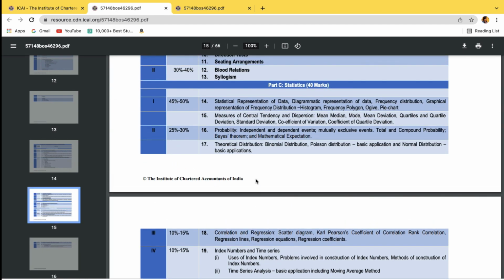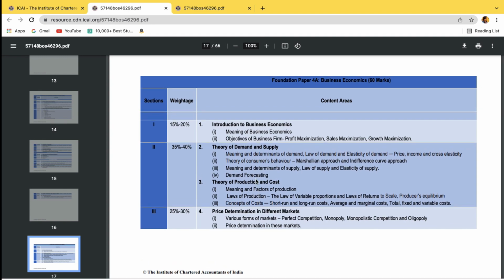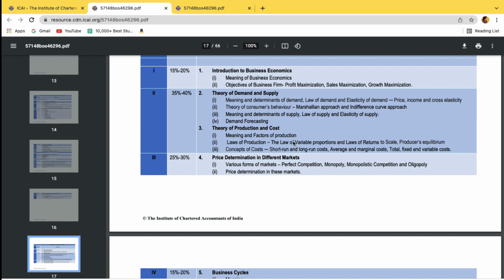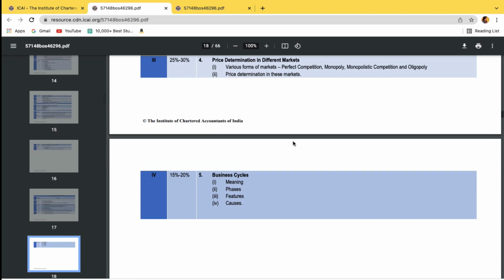Then comes your business economics, again the common subject from your class 11 and 12. Easy to score, subjective, thorough study. The first chapter, introduction to business economics, will fetch you around 15 to 20% of your marks. Theory of demand and supply, production and cost, everything you have studied in your class 11 and 12, which was a compulsory paper in your 12 and 11. So not so difficult for you to understand. Just a thorough reading of your institute's material, RTPs, mock test papers will fetch you good marks.